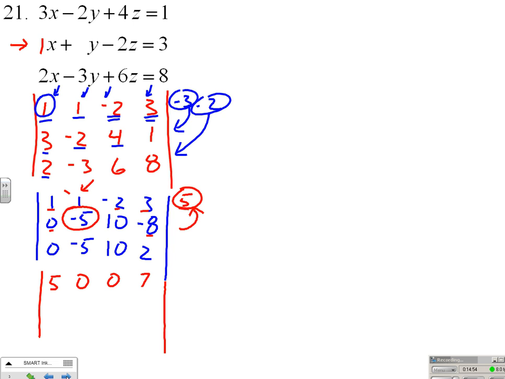I get 7. In row 2, I stay the same. 0. Hitman row does not change. Negative 5, 10, negative 8. Row 2, to get the -5 to whack the -5 below, I need a 5 and I need a -5.